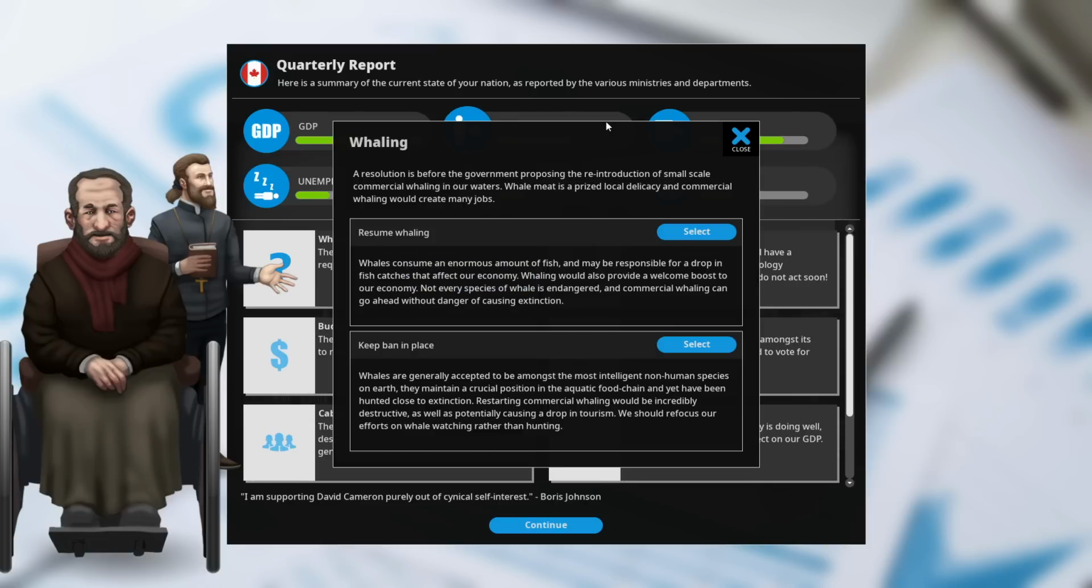We have a question about whaling. I don't think you're guaranteed to get this every quarter, but you'll often get one of these types of questions. The resolution before the government is proposing the reintroduction of small-scale commercial whaling in our waters. Whale meat is a prized local delicacy, and commercial whaling would create many jobs. So we could resume whaling. Whales consume an enormous amount of fish and may be responsible for a drop in fish catches that affect our economy. Whaling would also provide a welcome boost to our economy.